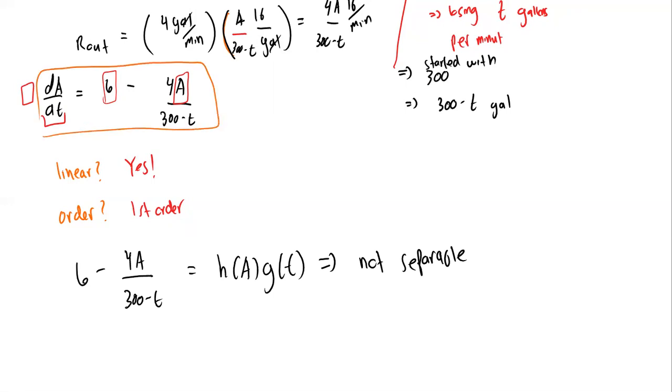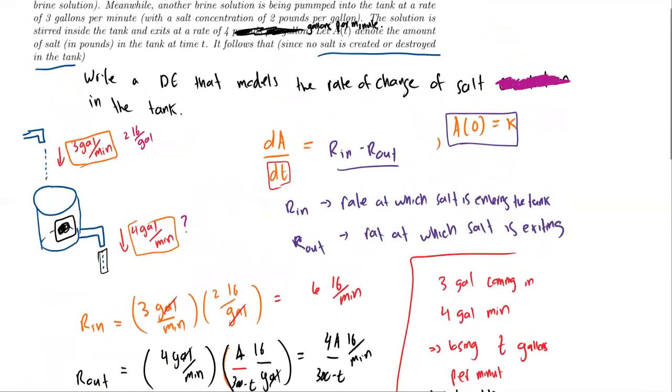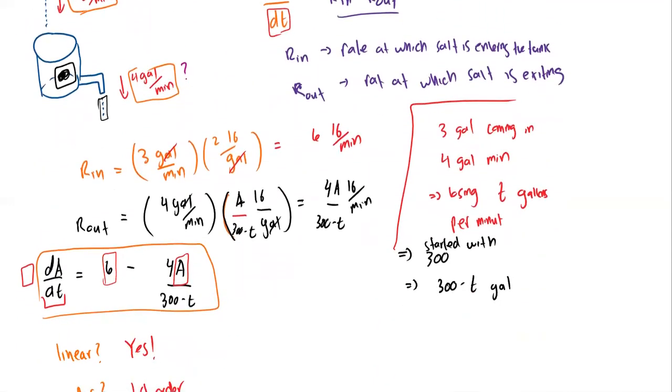So a function A that tells you the amount of salt at a given time T. But again, we weren't really asked to do that. All we were asked to do was find a differential equation that models the change in salt, right? Not salt concentration, just salt. And that's what we have: the rate of change of the salt with respect to time, which we found as rate in minus rate out.